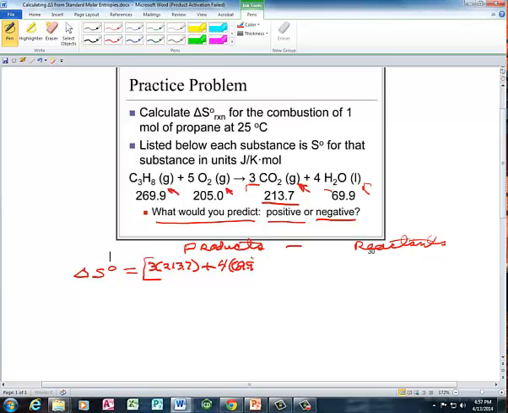69.9. I'm going to close off that, minus my reactants, which will be, and there is 1 mole of propane over here, 269.9, plus, I have 5 waters, so that's going to be 5 times 205.0. And when I add all of that up, I come up with a delta S under standard conditions that's equal to a minus 374.2 joules per Kelvin.